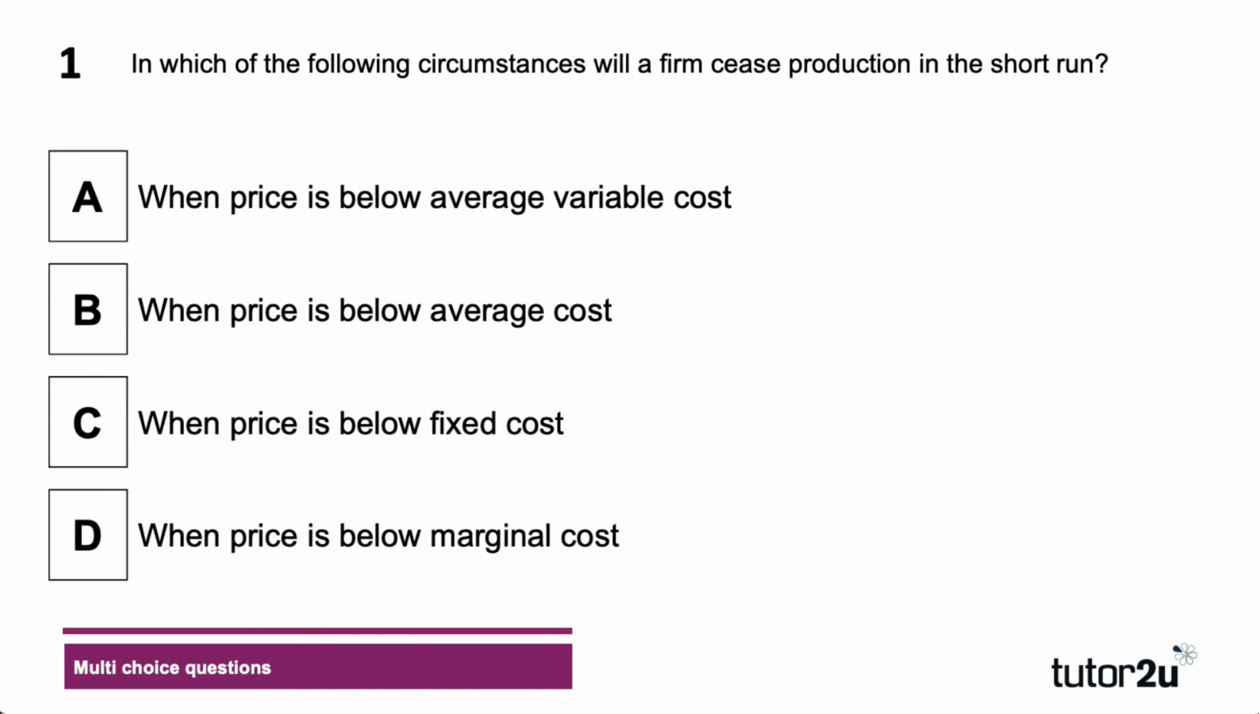So first of all, in which of the following circumstances will a firm cease production in the short run? A, B, C, or D. And lots of people coming through with A. Yep, okay, let's have a look at the correct answer. And it is indeed A.